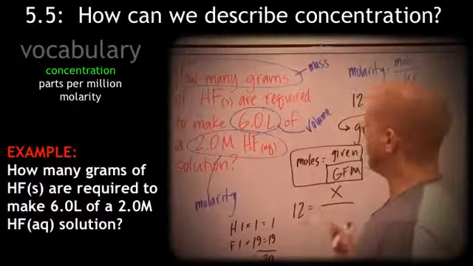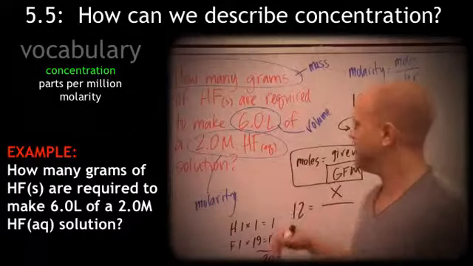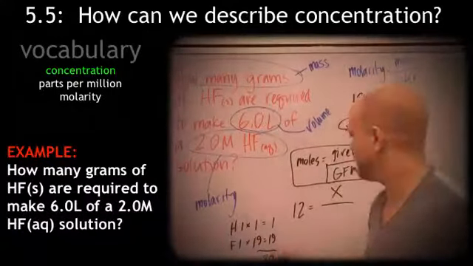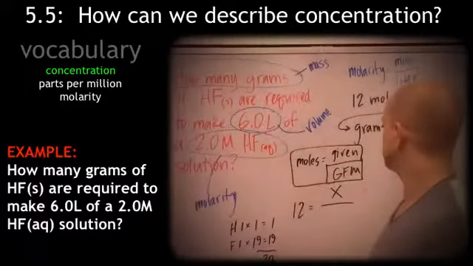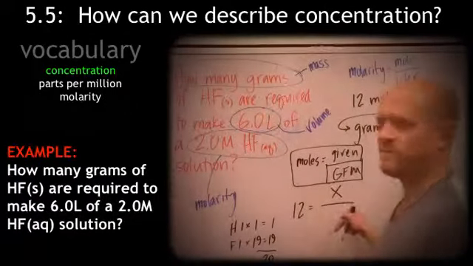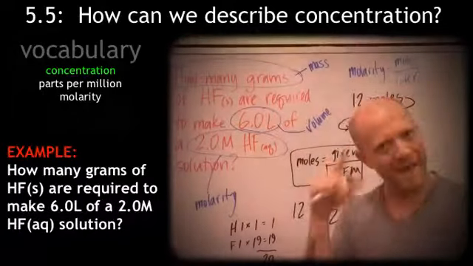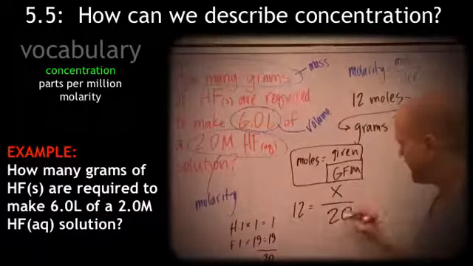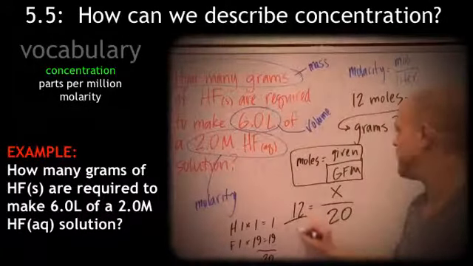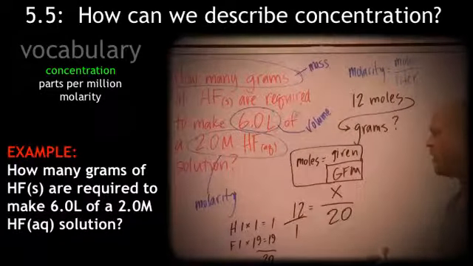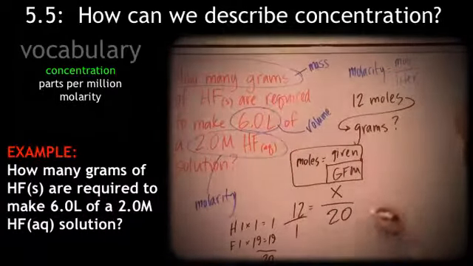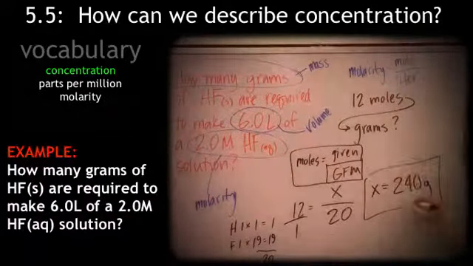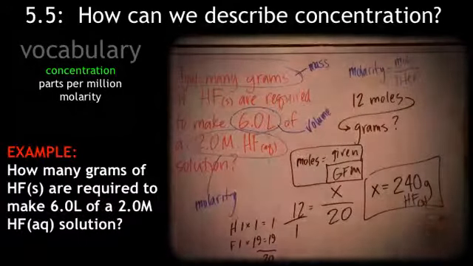So we have 20 grams of hydrogen fluoride in the gram formula mass here. So we put the 20 here on the bottom, because that is the gram formula mass. So 12 over 20 equals X over... Cross multiply. X equals 240 grams of HF solid.